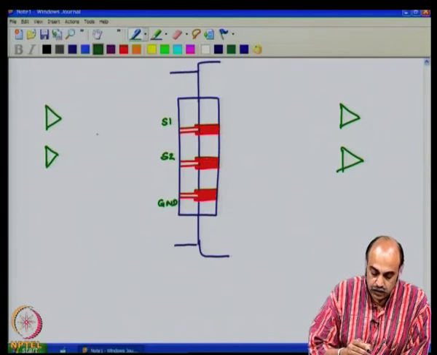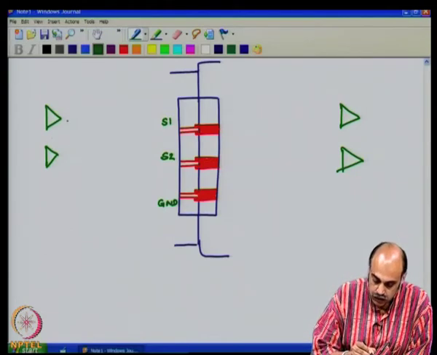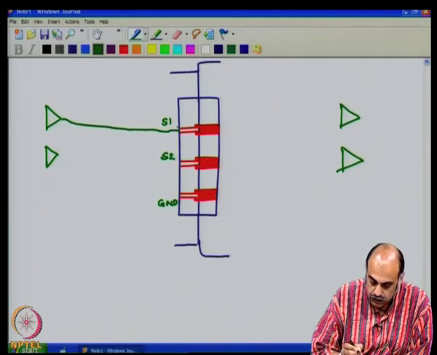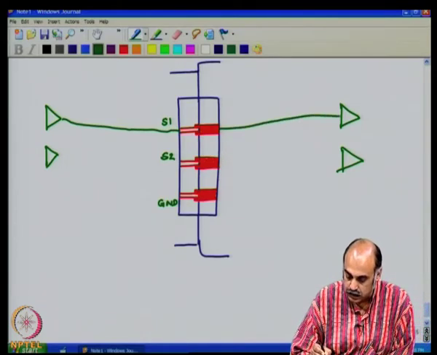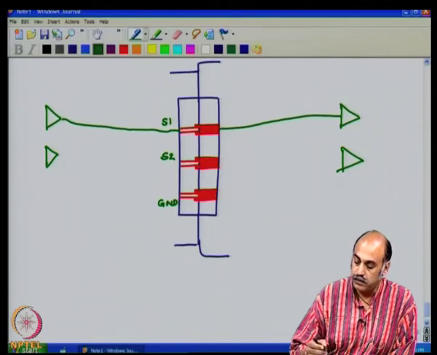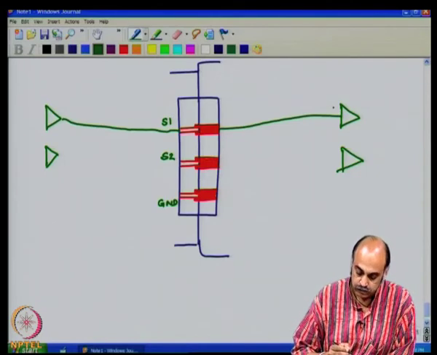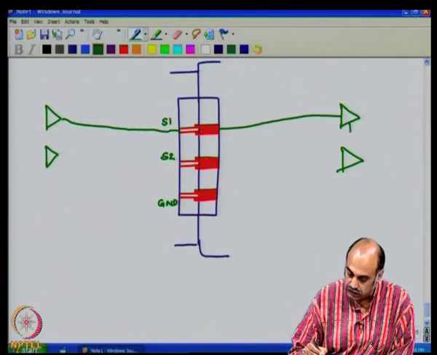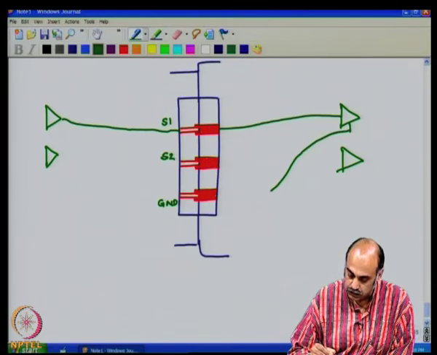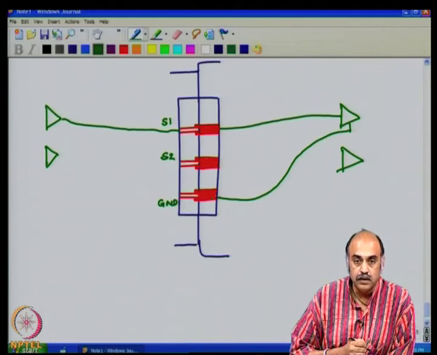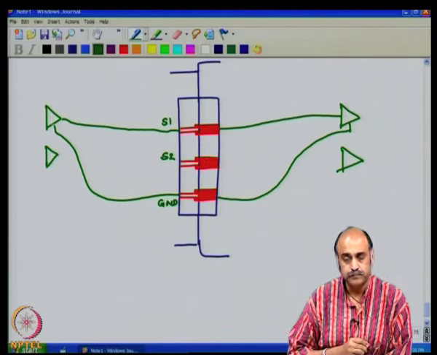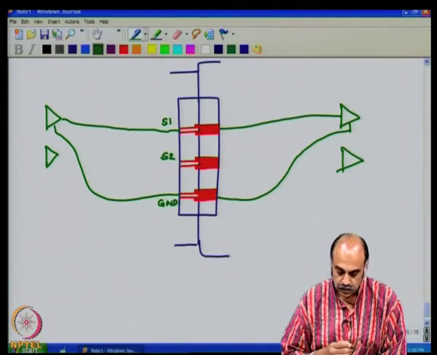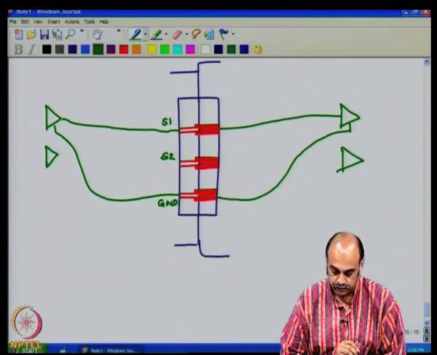Now, when you are talking of high speed digital circuits, let us say the driver is on this side, the source. You have a track which comes and connects here, and this track goes and connects to the input of the buffer stage, which is in another board. Now, from here you will have a return. The return will go to the ground pin, and this ground pin will return back here. So, normally that is how many of the circuits get interconnected.